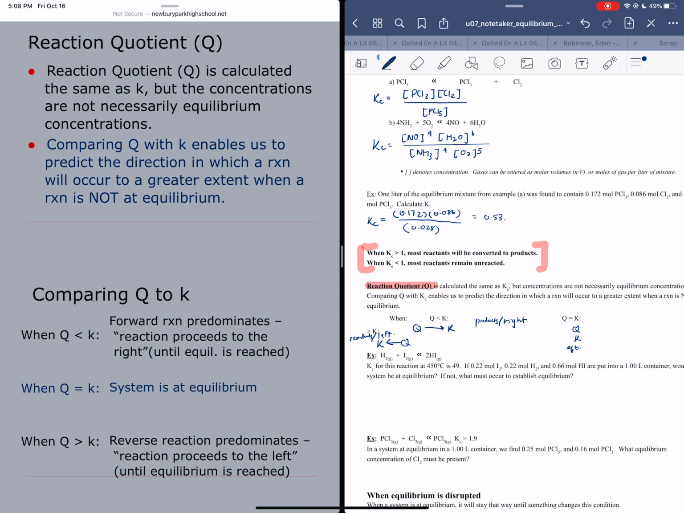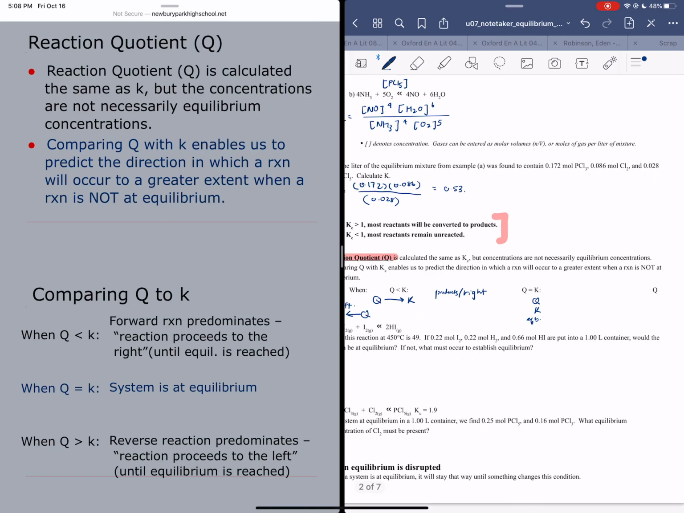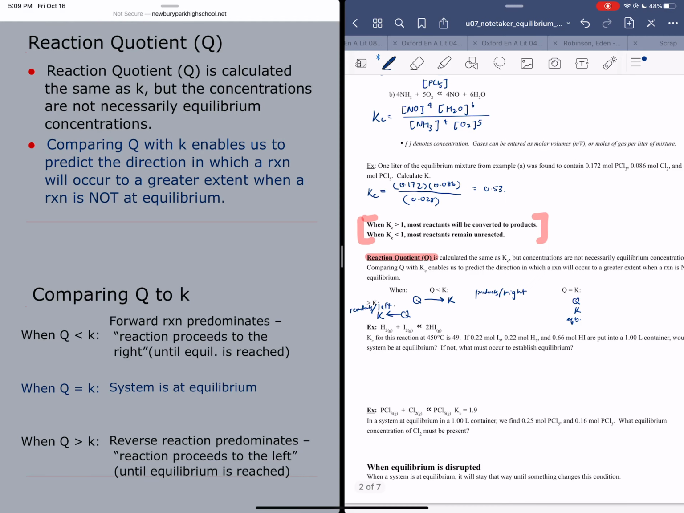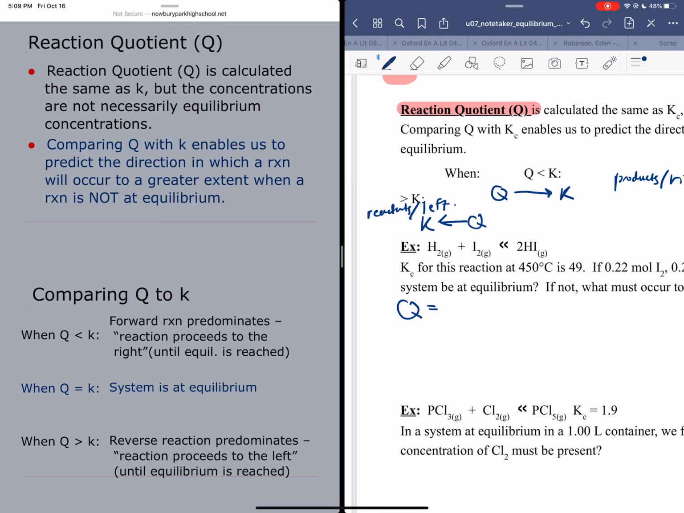Cool. Let's do this question. Kc for this reaction at 450 degrees C is 49. So it gives us the Kc. Now it gives us the moles, and it gives us the liters. So automatically we know that because it's just 1 liter, all our molar quantities, our mole per decimeter, is just our mole quantities here because we're just dividing by 1. So it gives us the concentration, but not at equilibrium. So because we're not at equilibrium, we're going to have to say Q instead of Kc.